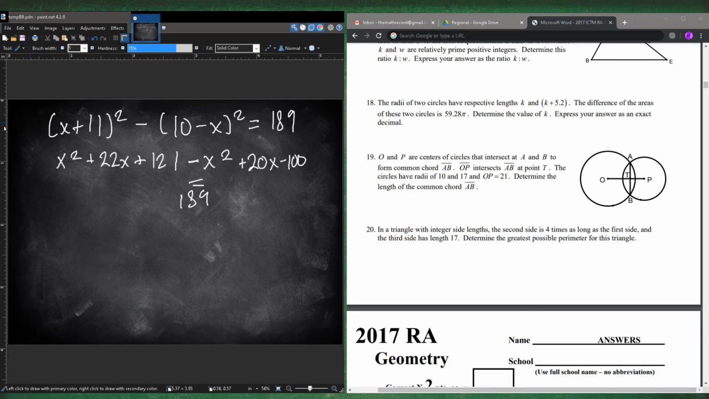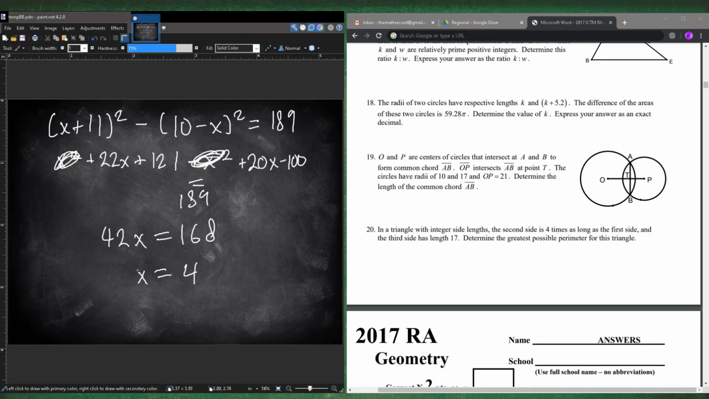So combine the x squared here is cancelled out by this negative x squared. So 20 plus 22 is 42x. And then that is equal to 189 plus that 100 minus the 121. So it's equal to 168. That means x over here is equal to 4, because 168 divided by 42 is equal to 4.